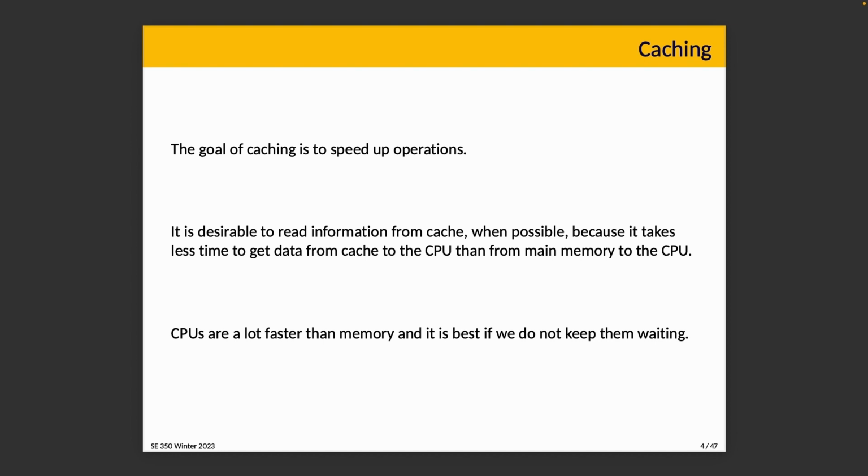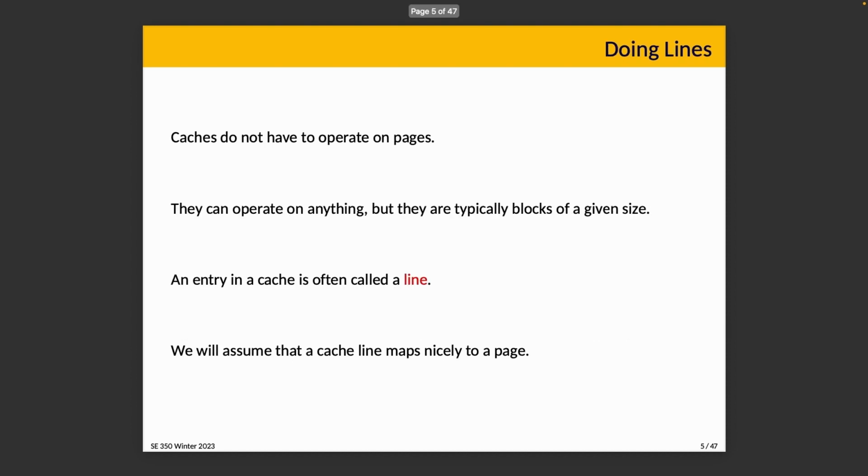It takes less time to get data from cache to the CPU than it takes to get from main memory to the CPU, primarily because cache is a smaller and more expensive kind of memory, but also because it's closer. Cache is located on the same die as the CPU, whereas going to main memory requires going out over the system bus to communicate with main memory. As we know, CPUs are much faster than memory, and it's best if we don't keep them waiting.